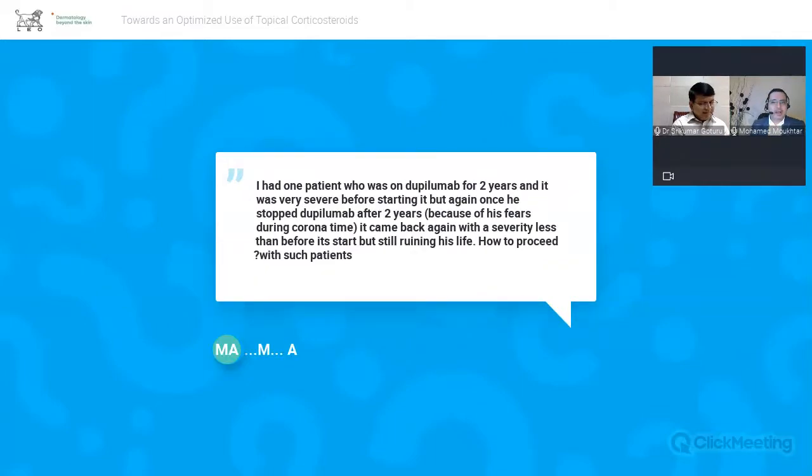Question from Dr. Muhammad Awad. I had one patient who was on dupilumab for 2 years, and it was very severe before starting it. But once he stopped dupilumab after 2 years of treatment because of fears during Corona time, it came back again with a severity less than before, but still ruining his life. How to proceed with such patients?